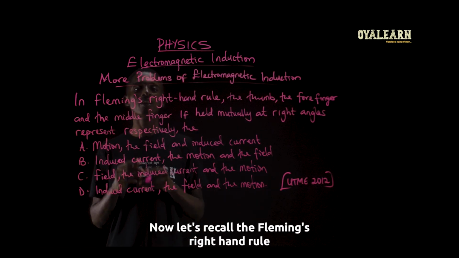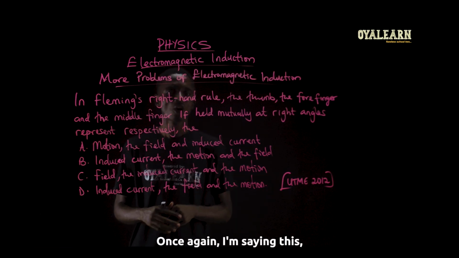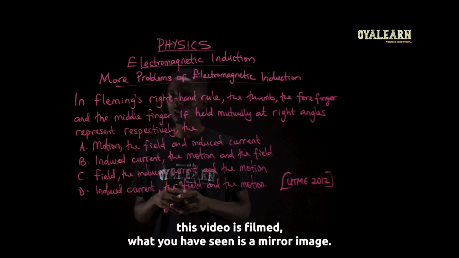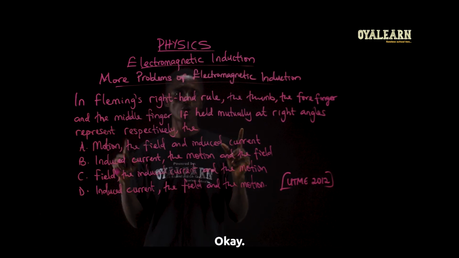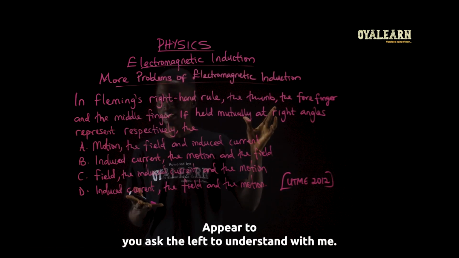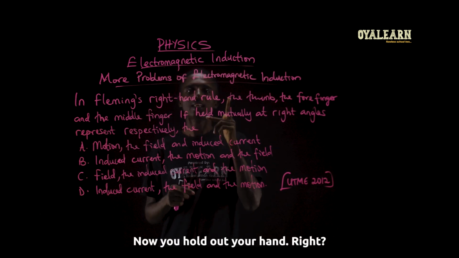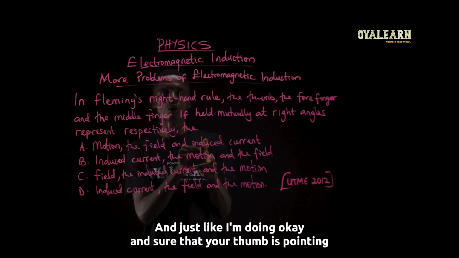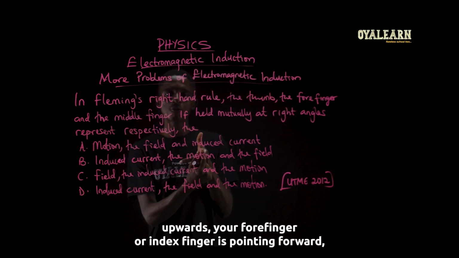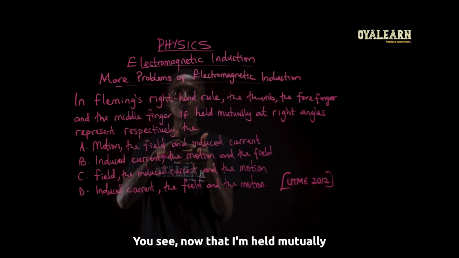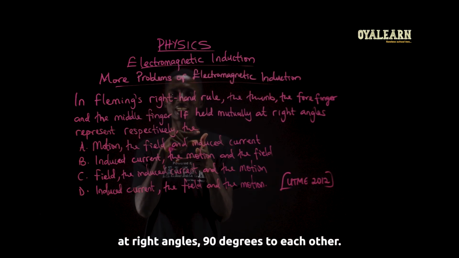Now, let's recall the Fleming's right-hand rule. Once again, I'm saying this based on how this video is filmed. What you're seeing is a mirror image. So what I'm raising now is my right hand, but it may appear to you as the left. Now, you hold out your own right hand just like I'm doing. Ensure that your thumb is pointing upwards, your forefinger or index finger is pointing forward, while the middle finger is pointing sideways like this. You see now that they are held mutually at right angles, 90 degrees to each other.